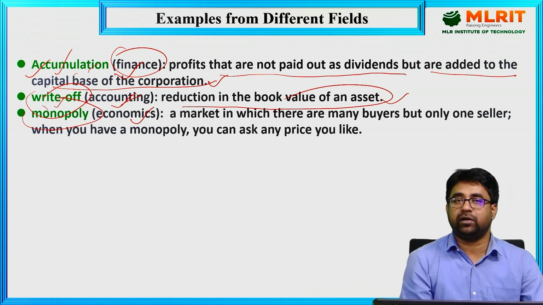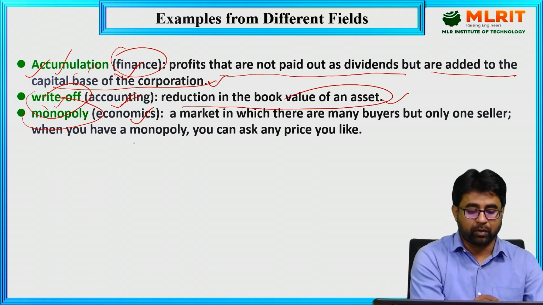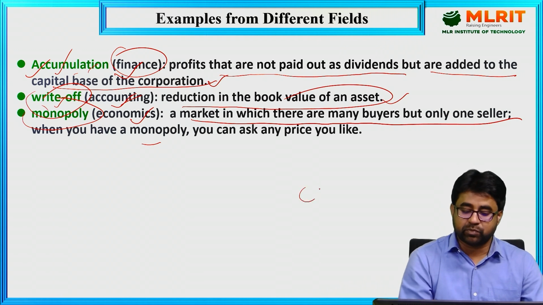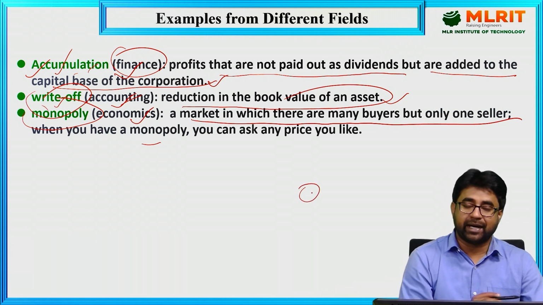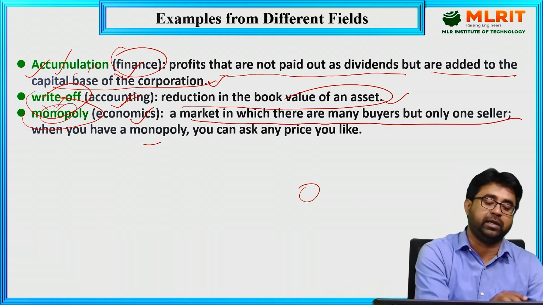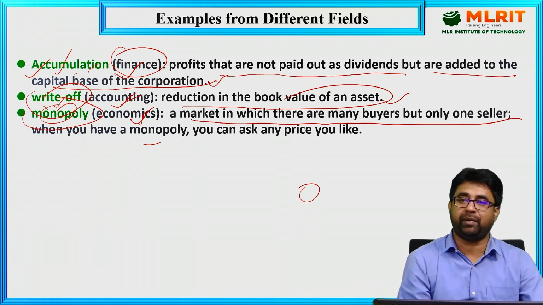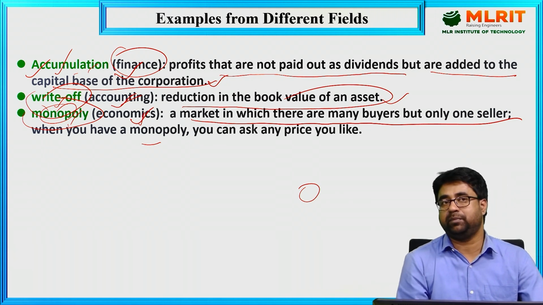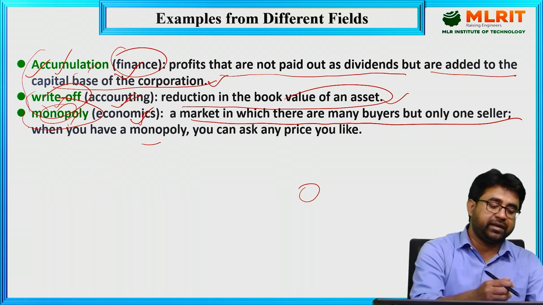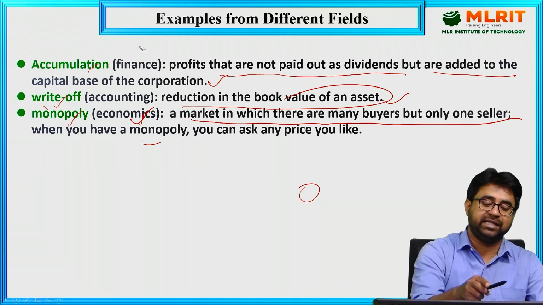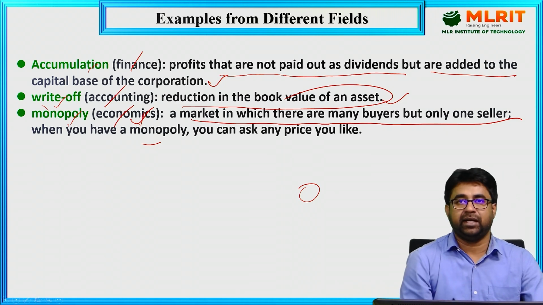Monopoly. It is related to economics. What is the meaning of monopoly? You all know monopoly is like a market in which there are many buyers but only one seller. If there is one seller in the market, the market would be controlled only by that particular seller. There will not be any competition. That is called monopoly, and it is related to economics. People who are familiar with economics will understand the meaning of monopoly. So these are all technical vocabulary, related to different fields like finance, accounting, and economics. Let's see a few more examples from different fields.